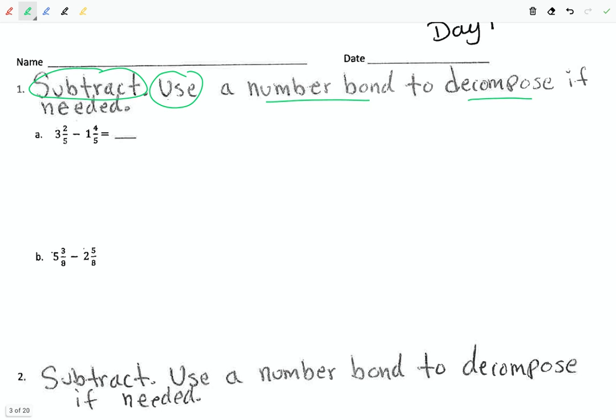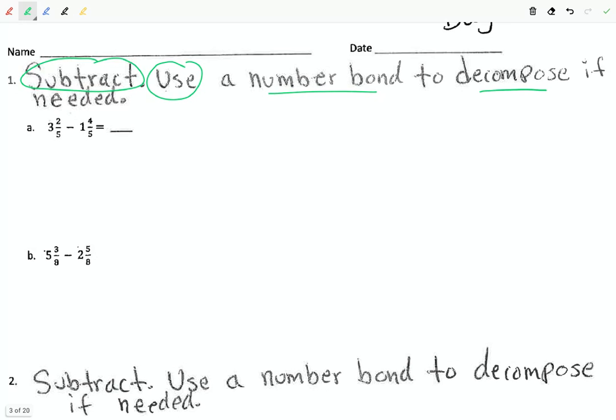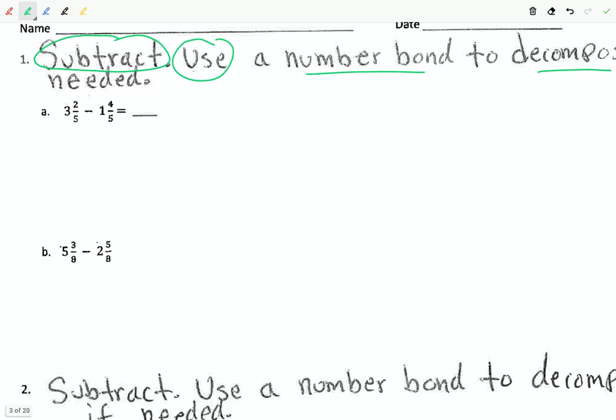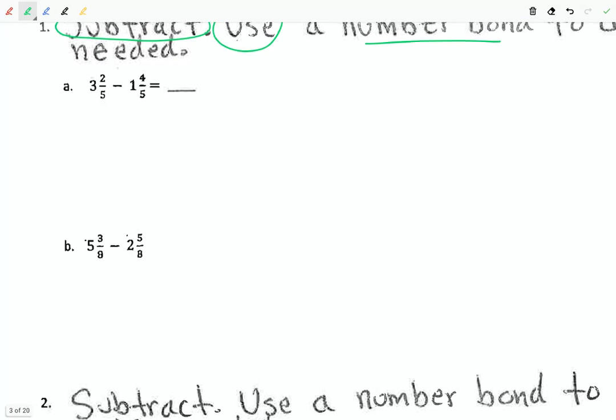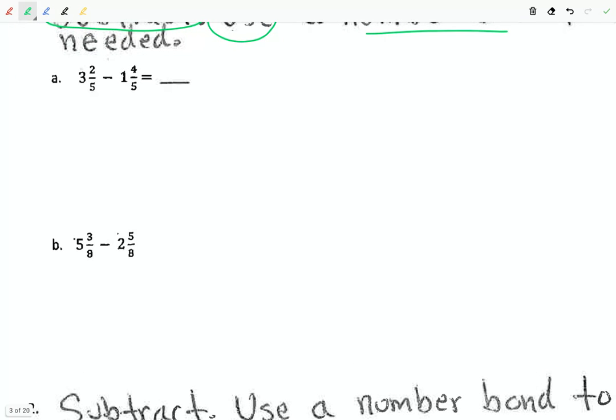And it says if needed because we already know that when we are subtracting fractions or mixed numbers, we check first if we can subtract everything, okay? The first numbers should be bigger than the second ones. If they are not bigger than the second ones, then we use the number bond to decompose. Then that's going to look like this.